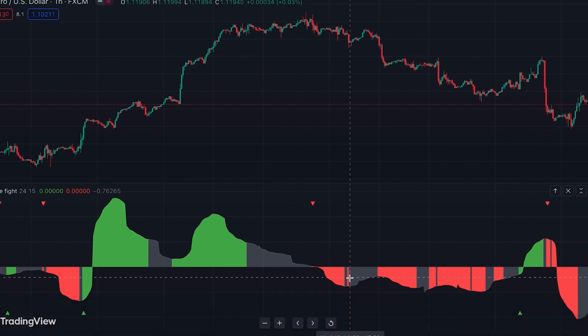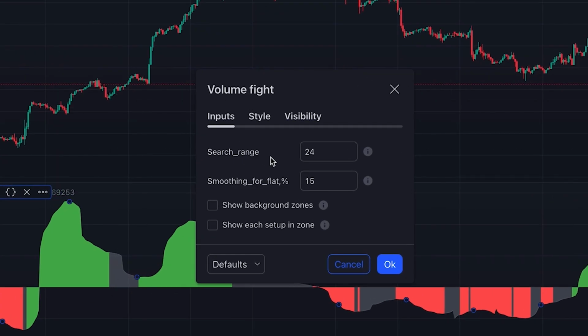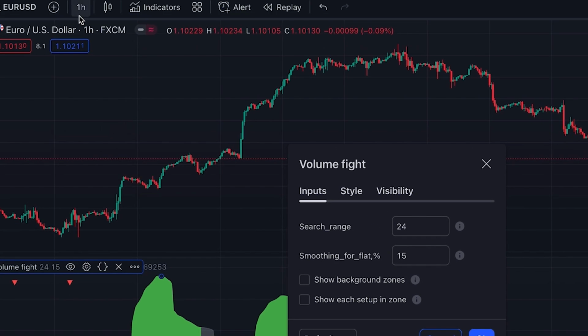So basically, the trading volume is divided into 2 parts, bullish volume and bearish volume, and then it compares the weighted average values by volume with each other at a given distance, which are here in the settings. It's adjusted here for the search range. By default, it's set at 24, and it's an optimal value for 1 hour time frame.